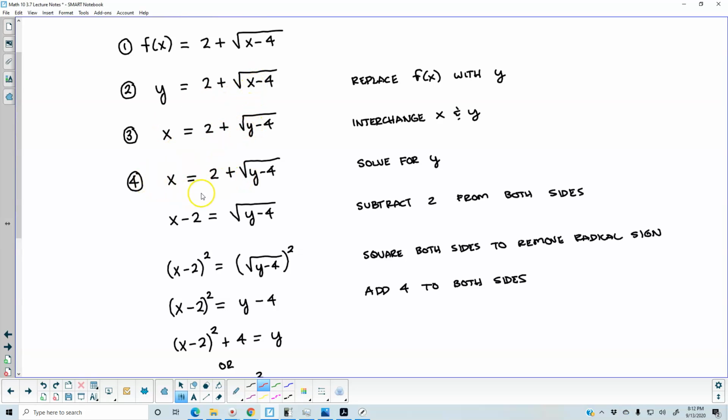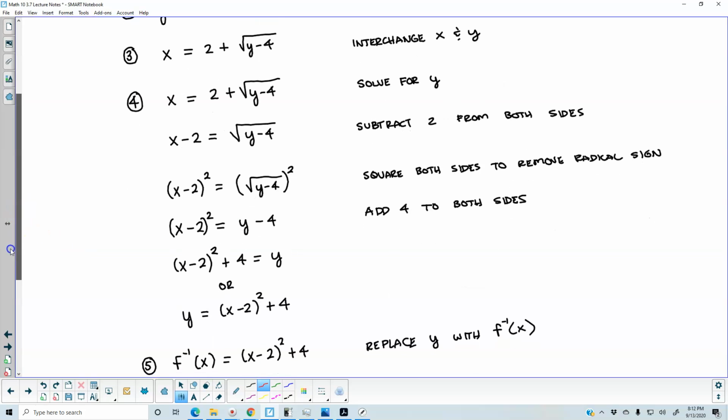Now in step 4, we need to solve for y under the radical. The first thing we want to do is subtract 2 from both sides of the equation. So we get x minus 2 equals the square root of y minus 4. Then we're going to use properties that we learned earlier in our sections. We want to get rid of this radical by squaring both sides to remove the radical sign. So we end up with x minus 2 squared, which is equal to y minus 4.